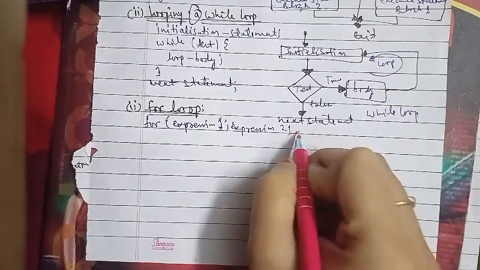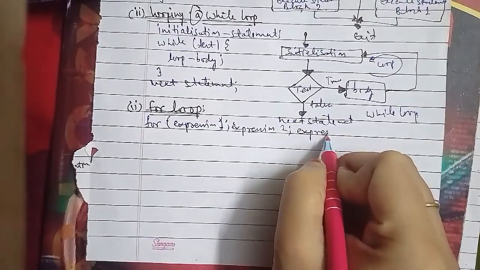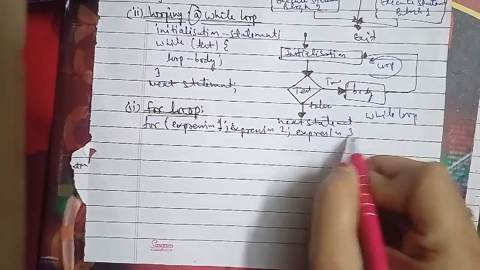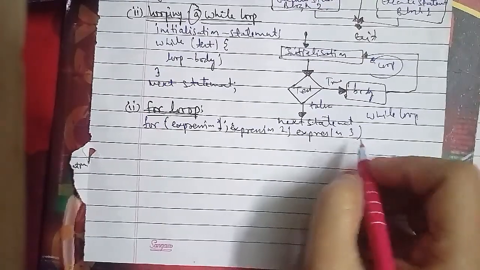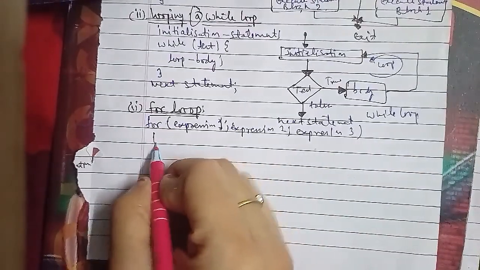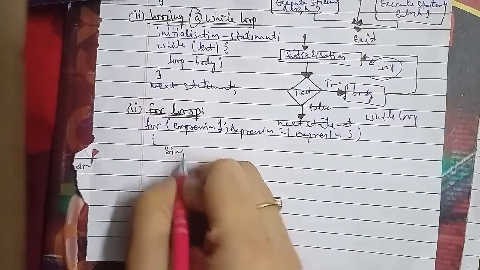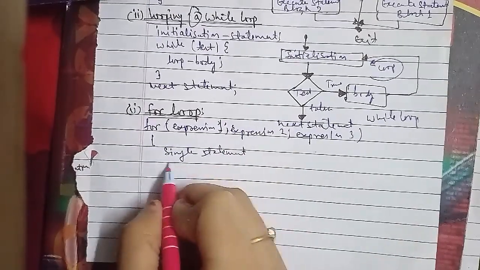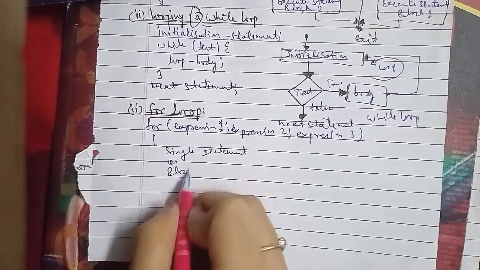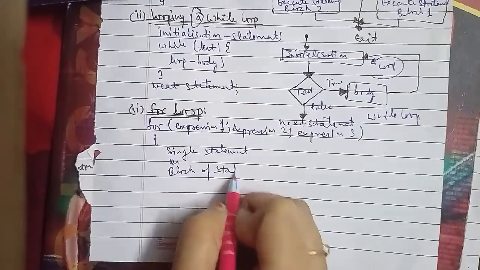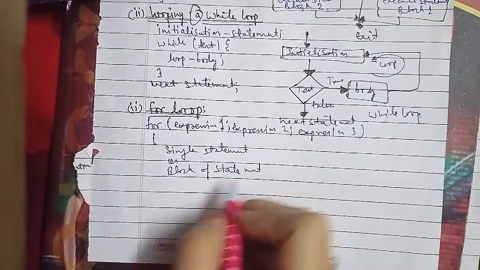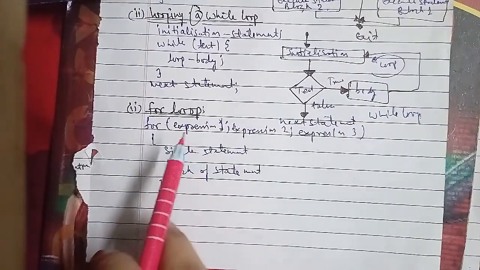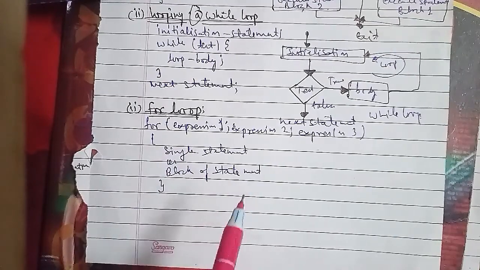So let's go ahead with the flowchart as well. For that we will have a diagram. This is your initialization, then we have your condition, then we have the body, and then we have the incrementation, and then it goes towards the next step.